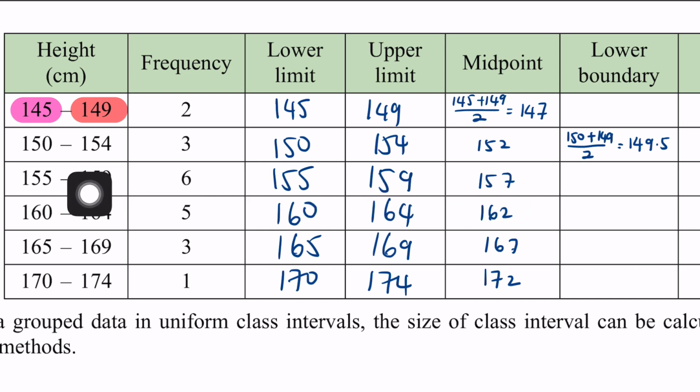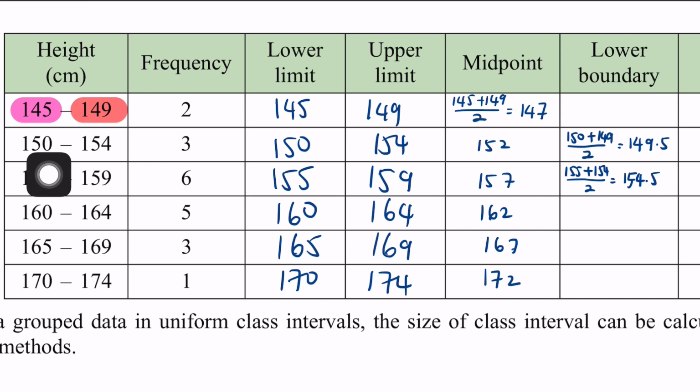Okay, so lower limit of the class. So kita ada 155 plus upper limit kelas sebelum. So kita ada 154. So plus 154 divide by 2. So kita akan dapat 154.5.